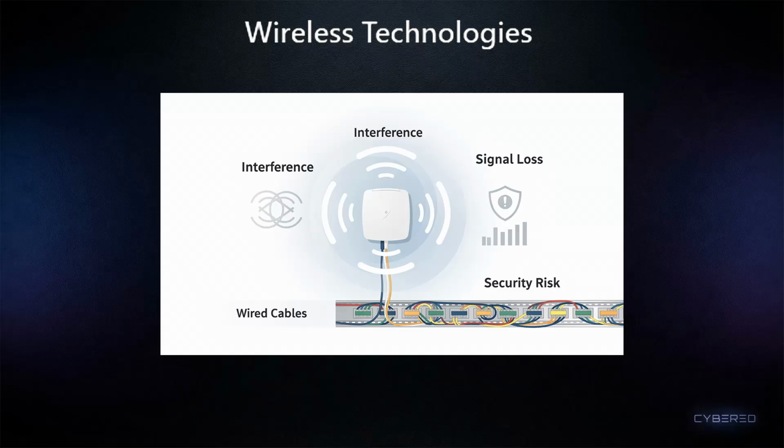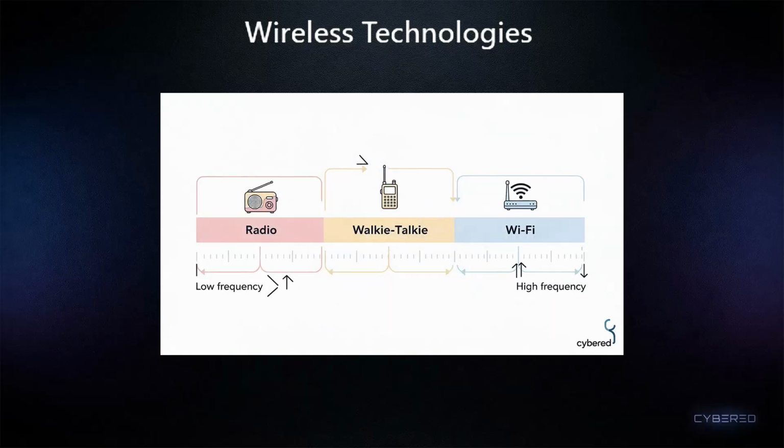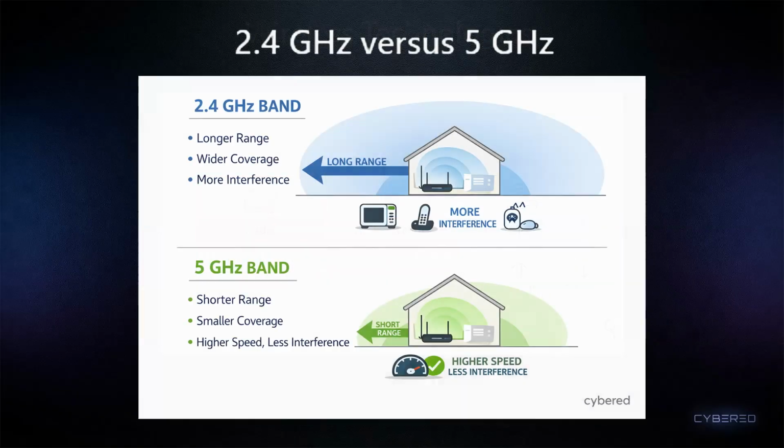Wireless communication relies on specific radio frequencies. Many RF signals exist around us, including those used by radios, walkie-talkies, and Wi-Fi networks, each operating within defined frequency ranges. Wireless networks primarily operate in two frequency bands, 2.4 GHz and 5 GHz. Choosing the correct band is a critical design decision in enterprise environments, as each has distinct characteristics.